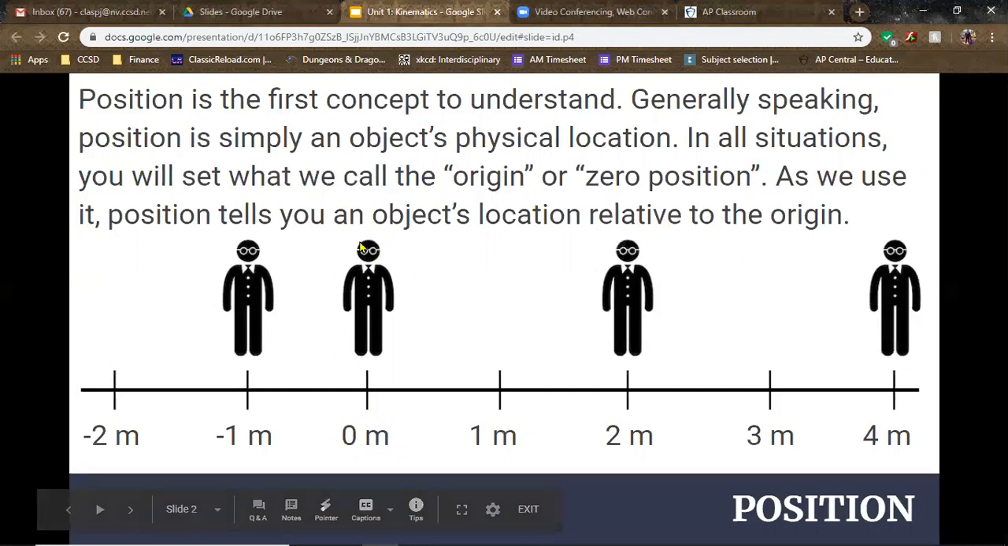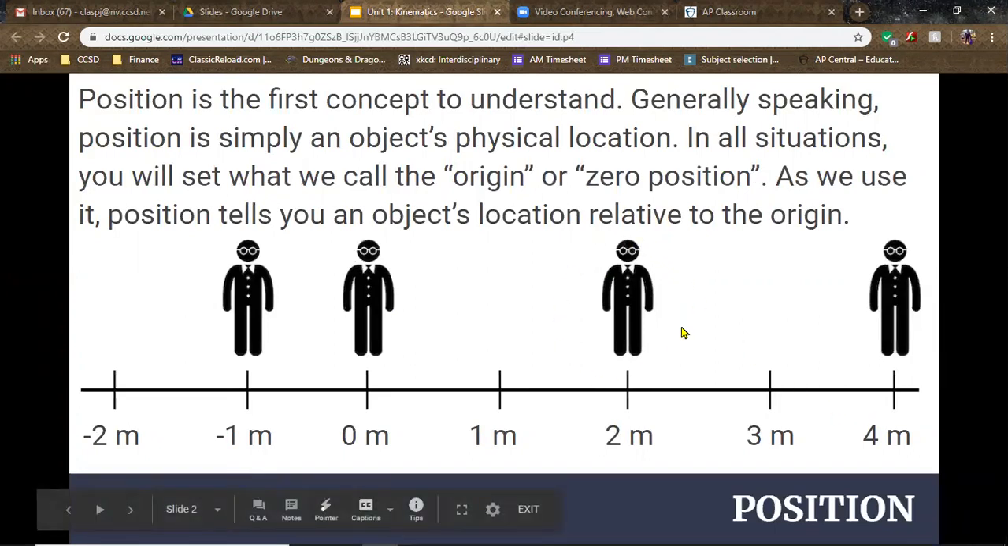This person right here is located, beautiful, glasses, bow tie, that looks great. Anyhow, he is at position zero. He is 0 meters away from the origin. This person right here, we would say is at the -1 meter position. This gentleman right here is at the +2 meter position, and this gentleman right here is at the +4 meter position. Now, this scale was set for us, but if it hadn't been, we could have arbitrarily chosen where we wanted our zero position to be.